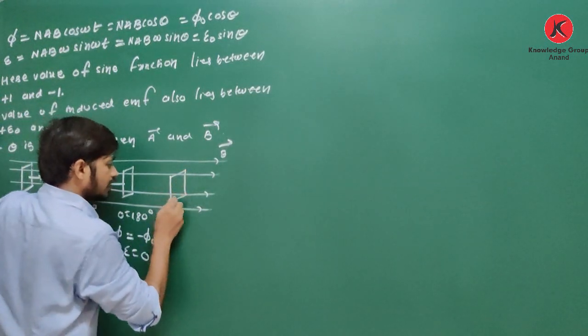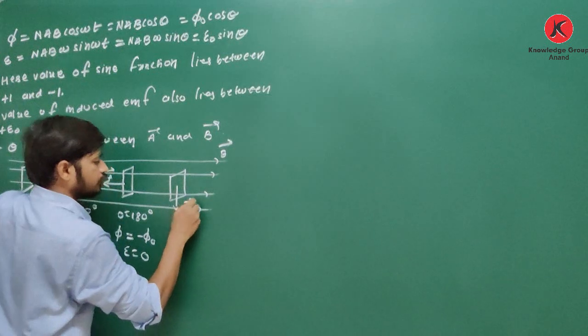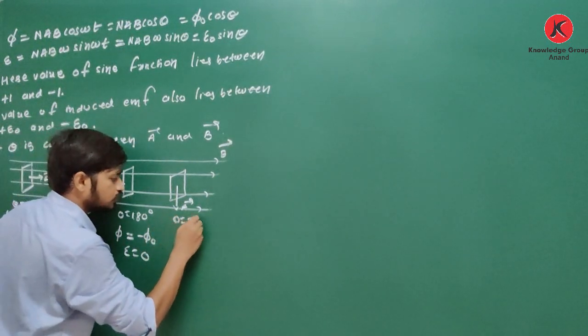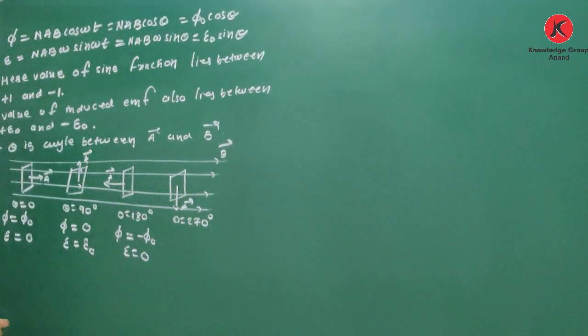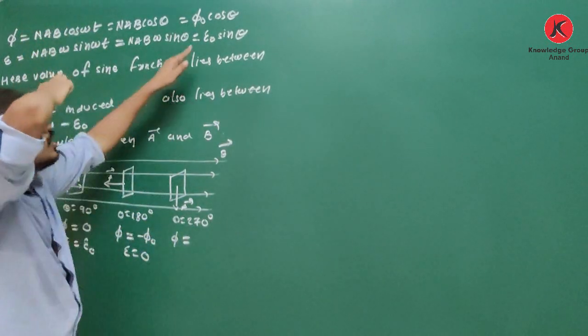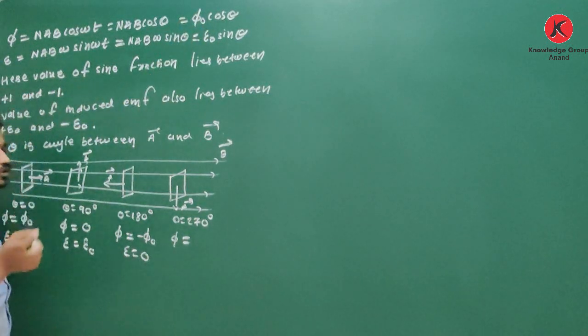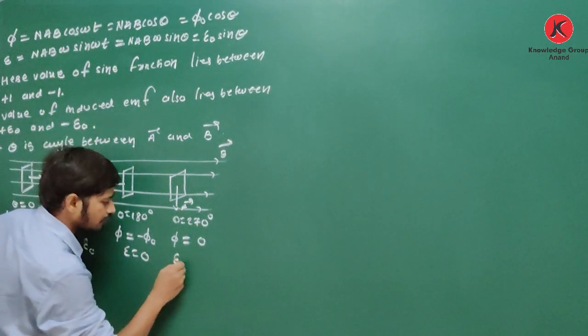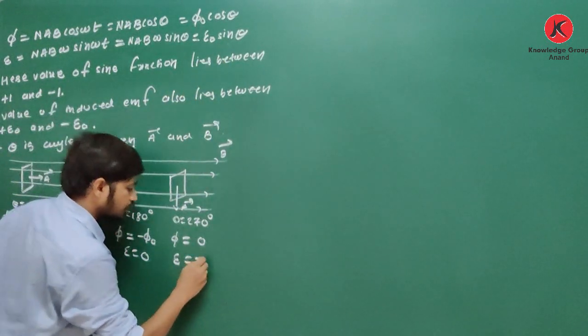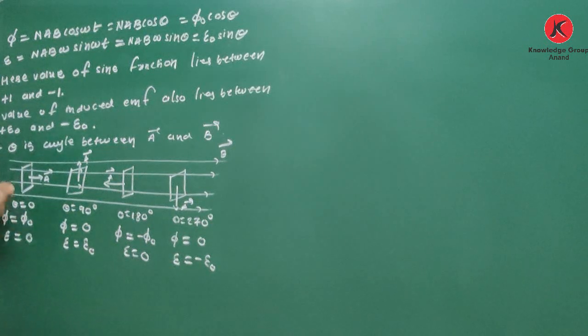Now again it is rotated by another 90 degrees. So the area vector is in the downward direction. So the angles are 0, 90, 180, and now theta is equal to 270. So what is phi? Phi 0 cos 270 is 0, so here it is 0. And what about the EMF? E0 sin 270, its value is minus 1. So here it is minus E0.